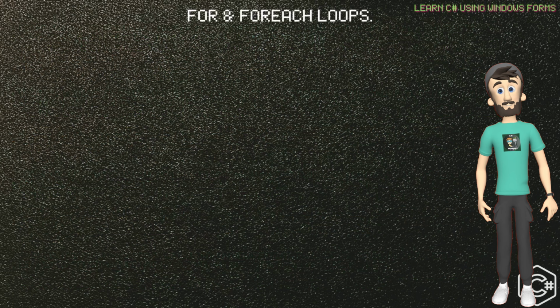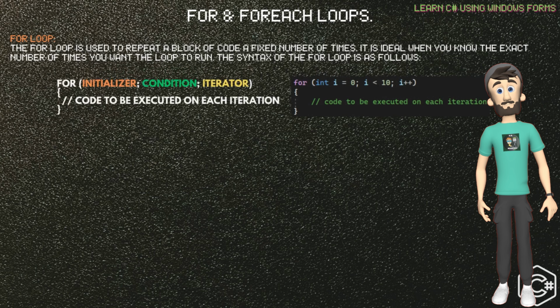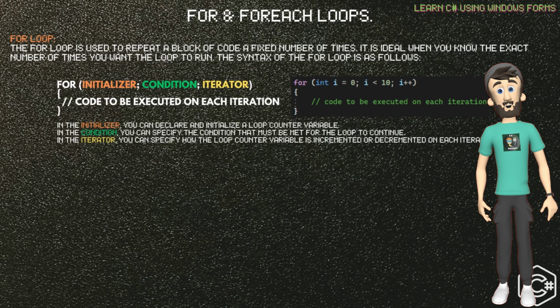For and for each loops. For loop. The for loop is used to repeat a block of code a fixed number of times. It is ideal when you know the exact number of times you want the loop to run. The syntax of the for loop is as follows. In the initializer, you can declare and initialize a loop counter variable. In the condition, you can specify the condition that must be met for the loop to continue. In the iterator, you can specify how the loop counter variable is incremented or decremented on each iteration.